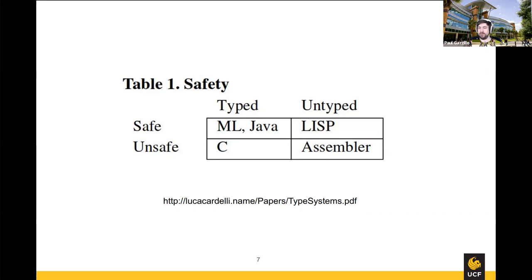And in the unsafe category, C, even though it's typed, is unsafe because its type checker still allows programs that have untrapped errors to go through, because it allows, say, buffer overflows. And assembler is an example of a language that doesn't have a type system and is, of course, also unsafe, because you can do whatever you want with data in memory.